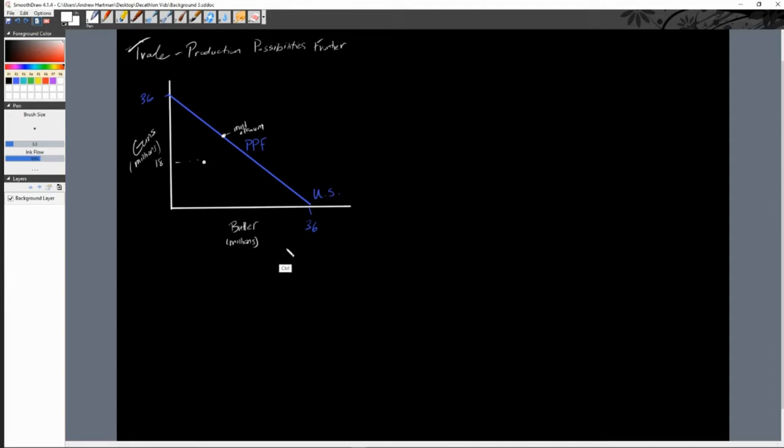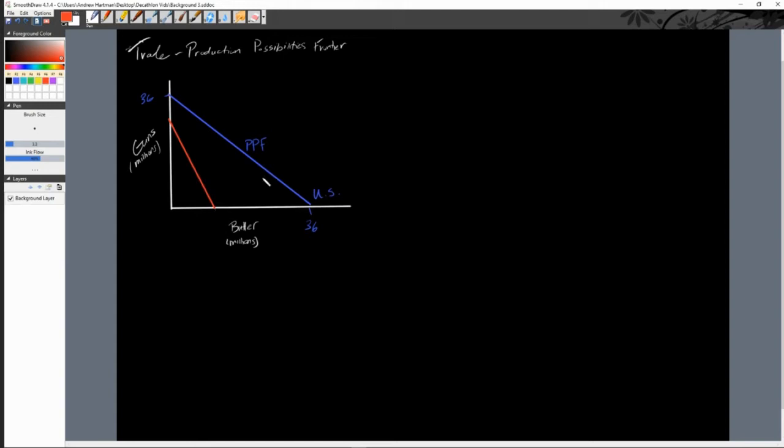So inefficient again is not desirable. You definitely want to be on the PPF curve, without a doubt, right? And so, what happens when we add in a second country into this example?